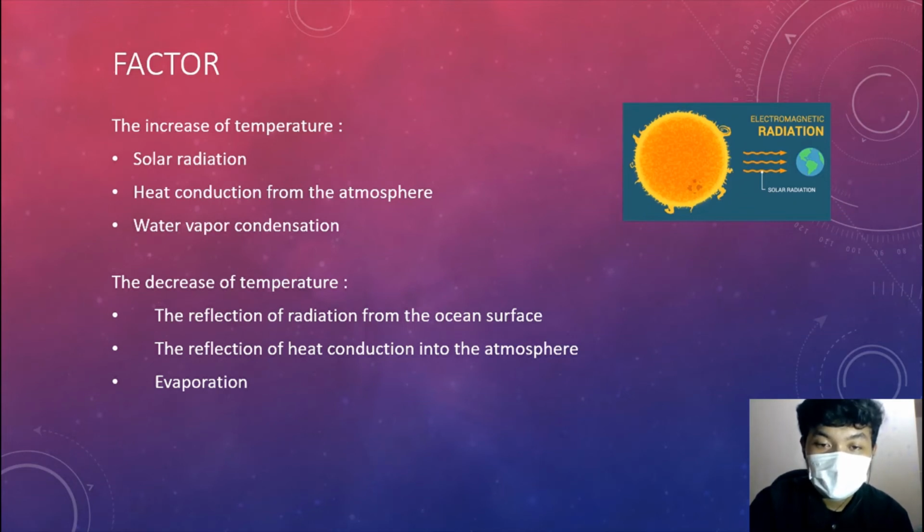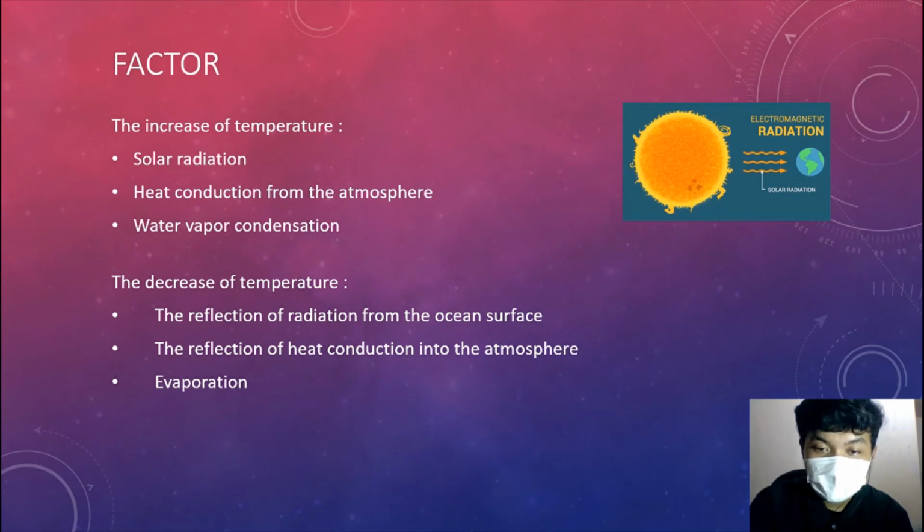And then, there are three factors that affect the decrease of temperature. The first, the reflection of radiation from the ocean surface. The reflection is generally specular when the roughness of the surface is smaller than the wavelength used. In the solar spectrum, the reflection is therefore specular on smooth surfaces, such as polished metal, still water, or a mirror.